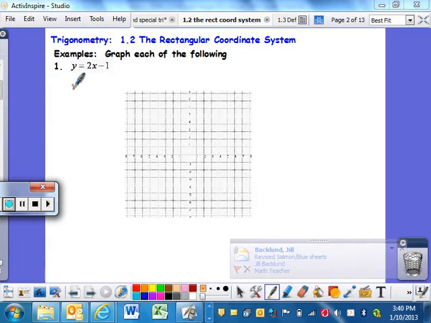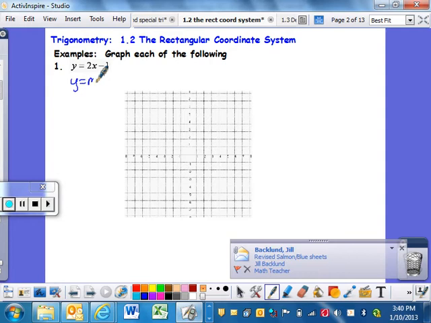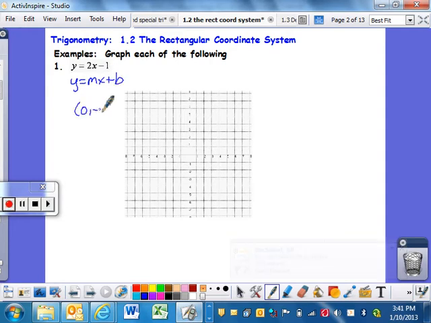You can either use slope-intercept form. So if you know that it's mx plus b, I know my y-intercept is (0, negative 1). So then all I have to do is go down 1, and then my slope says 2 over 1, so I can go up 2 over 1, up 2 over 1, and you have yourself a nice straight line.